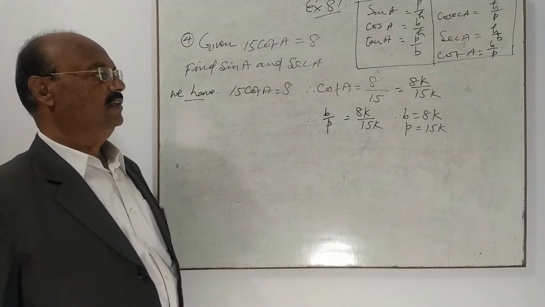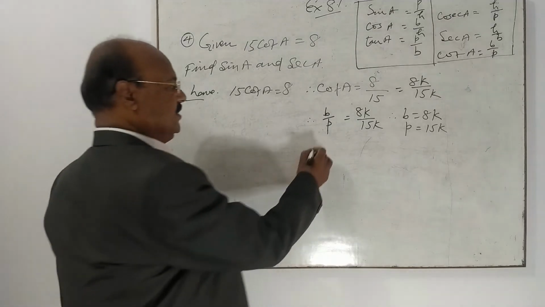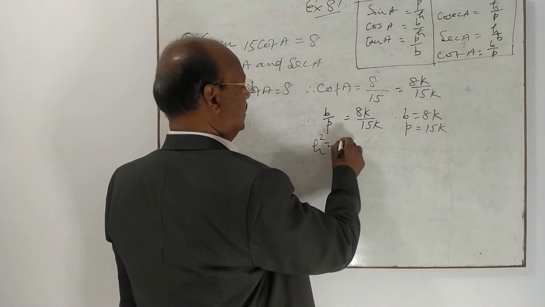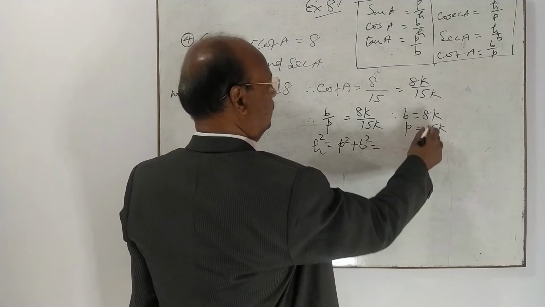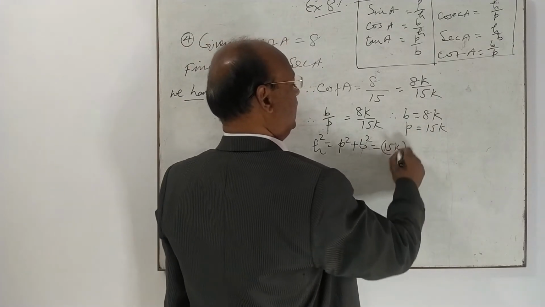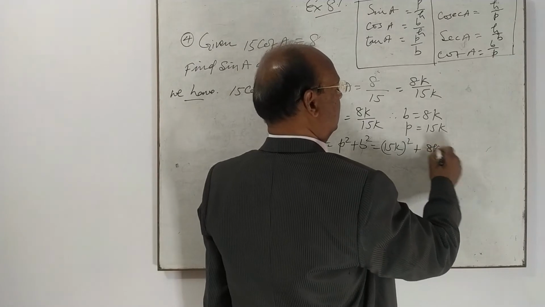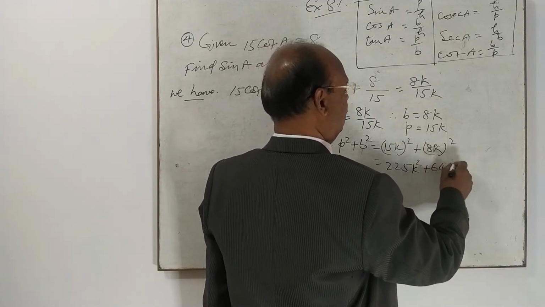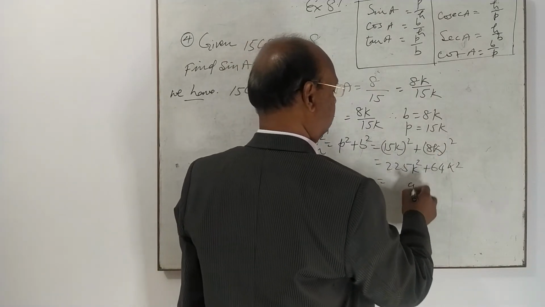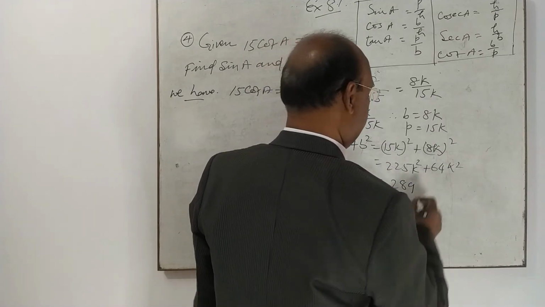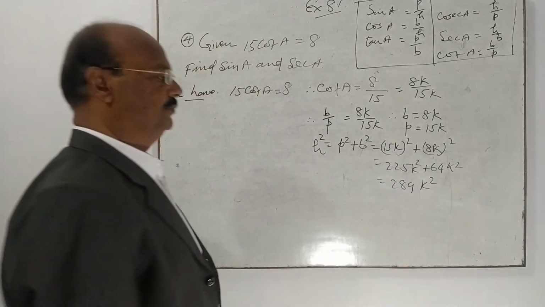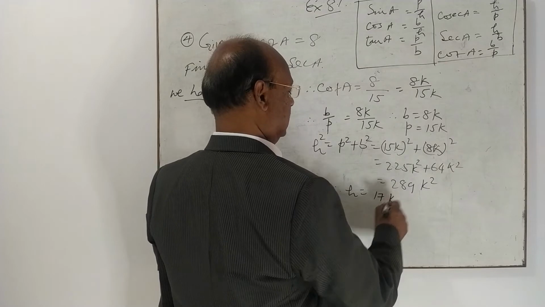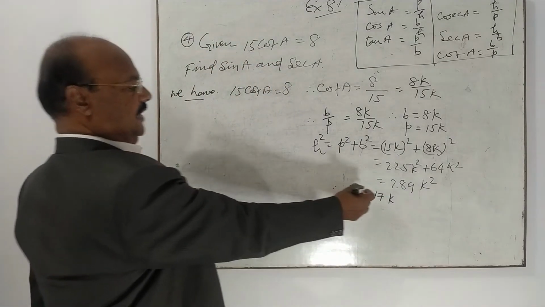So in a right angle triangle, which side is not given here? H is not given here. That we will find out. So by Pythagoras theorem, you know, H square is equal to P square plus B square. P square means (15k) whole square and B square means (8k) whole square. This is 225k square plus 64k square. How much? 289k square. So therefore H is equal to 17k. We got the value of H here.